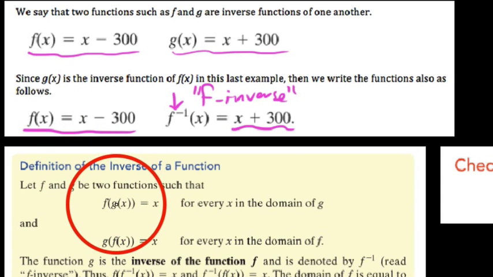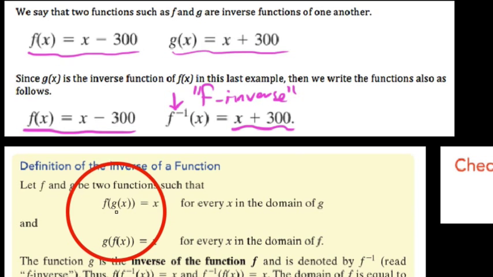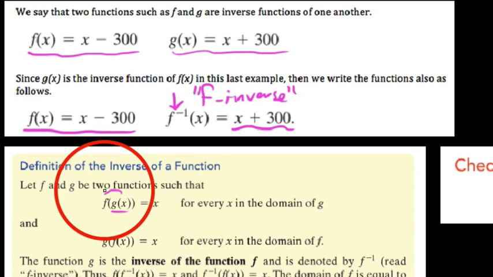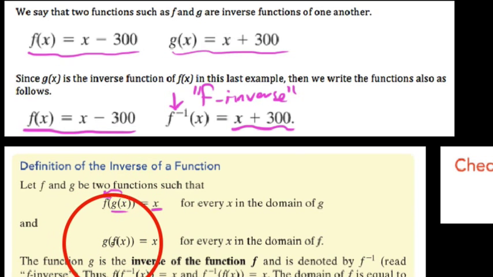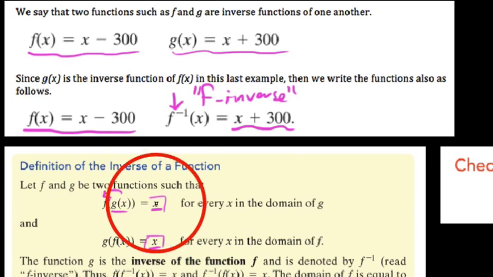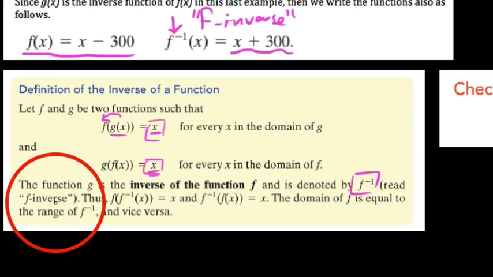So the definition of inverse functions are just these here. We say let f and g be two functions such that when I plug g of x into f of x, I get sent back to the original input for every x in the domain of g. And likewise, if we were to plug f of x into g of x, we would just end up with the original input here, x, for every x in the domain of f. So we say the function g is the inverse of the function f here if they undo one another, and you just get left with this input here, x. And we denote it by f inverse, and that's how we'll read that, okay?